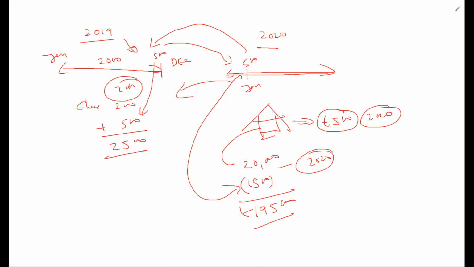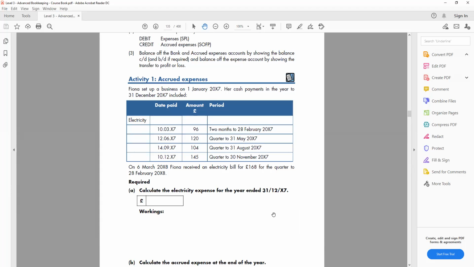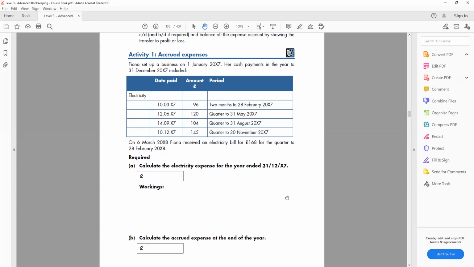So let's have a look at one of the examples from the book and try to understand it a little bit more in detail. Let's move on to one of the examples from the book. Let's say we are here, activity 1. On activity 1, it says Fiona set up a business on 1st January 2007. Her cash payments in the year to 31st of December 2007 include electricity.